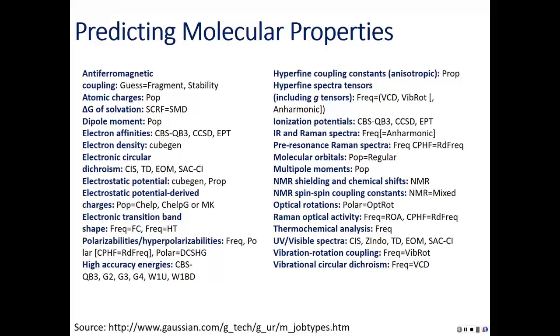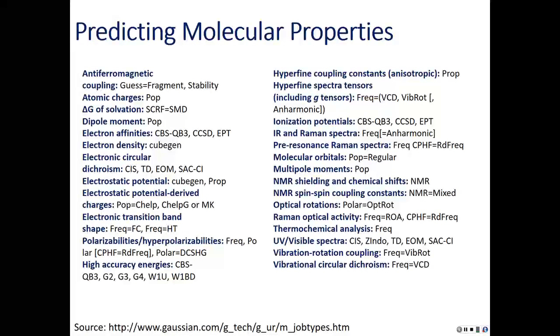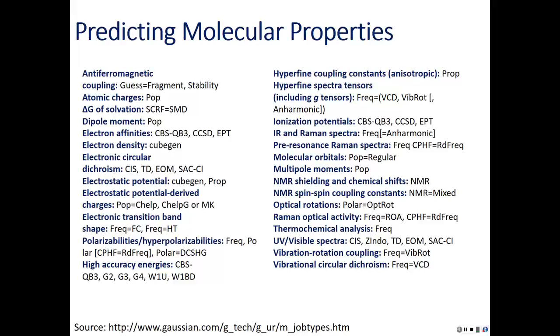So here's a list that's probably fairly hard to see, but say you wanted to look at the thermochemical analysis, you can do a frequency type of analysis. Or if you wanted to look at the electronic transition band shape, you could do freq=FC. And this is kind of how you do different stuff like that.